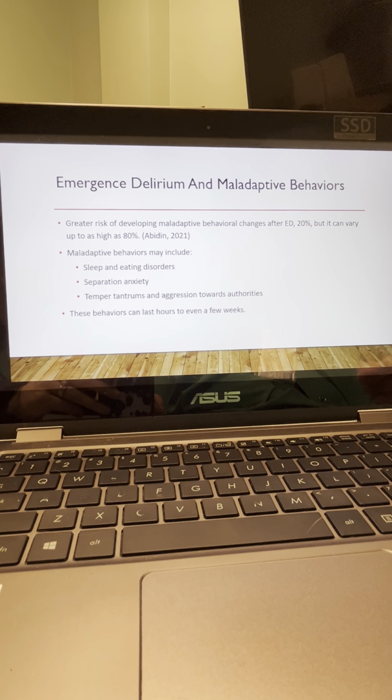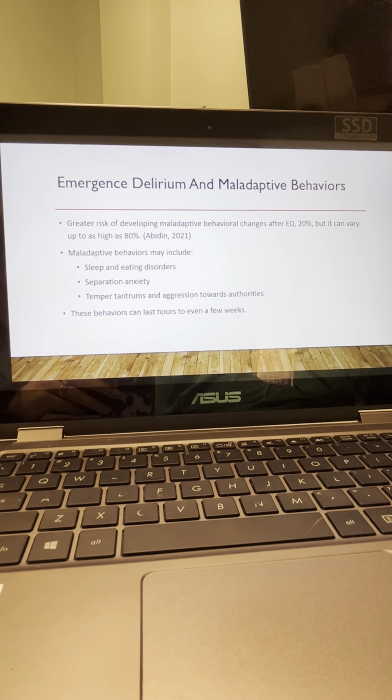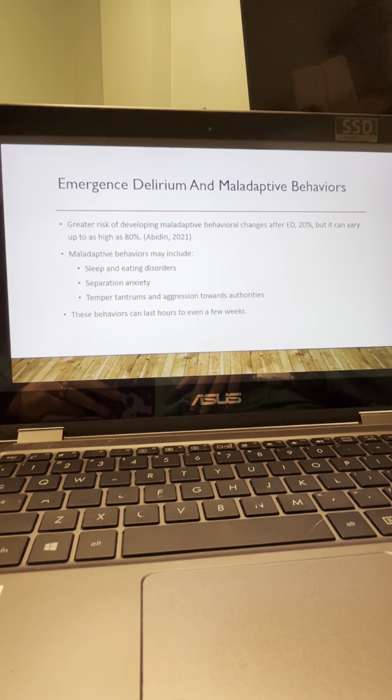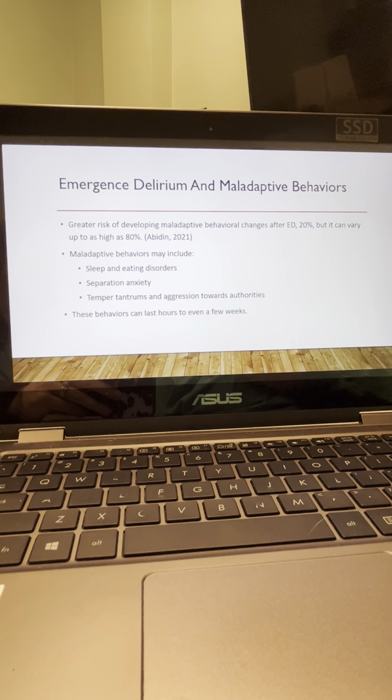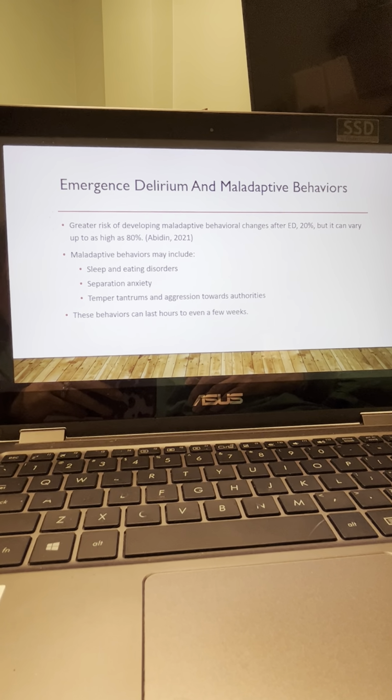So emergence delirium and maladaptive behaviors, there's some significant details about their risk development of maladaptive behaviors after delirium. It's about 20%, but it can be up to 80%. So these children go home and they can have serious behavioral issues. You can have sleep and eating disorders, separation anxiety, aggression, and these behaviors can last hours, even to a few weeks.